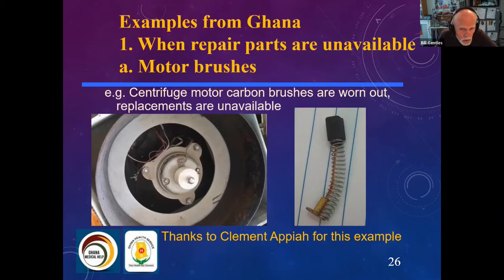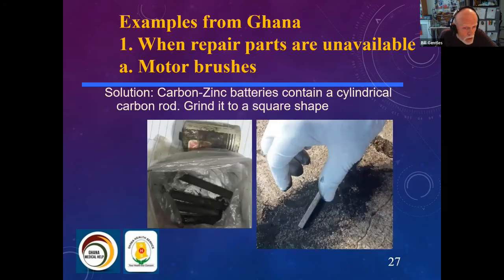So Clement found a very innovative solution to replacing these brushes. As you all probably know, carbon zinc batteries contain a cylindrical carbon rod in the center of it.